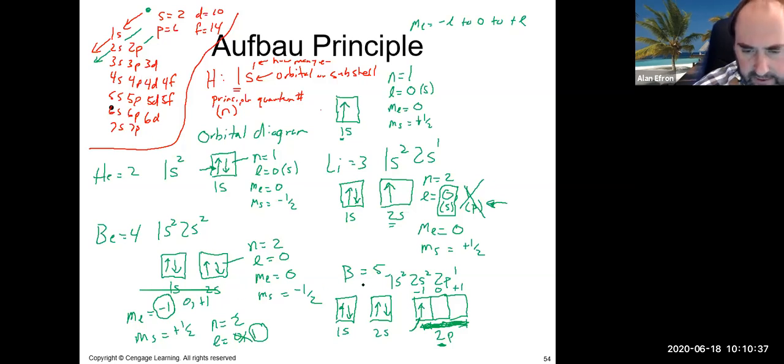So the 4 quantum numbers, putting them all together, are n equals 2. l equals 1, which represents the p orbital. m sub l equals minus 1, which means it's in the first orbital over here. And m sub s is plus a half. Any questions on that?